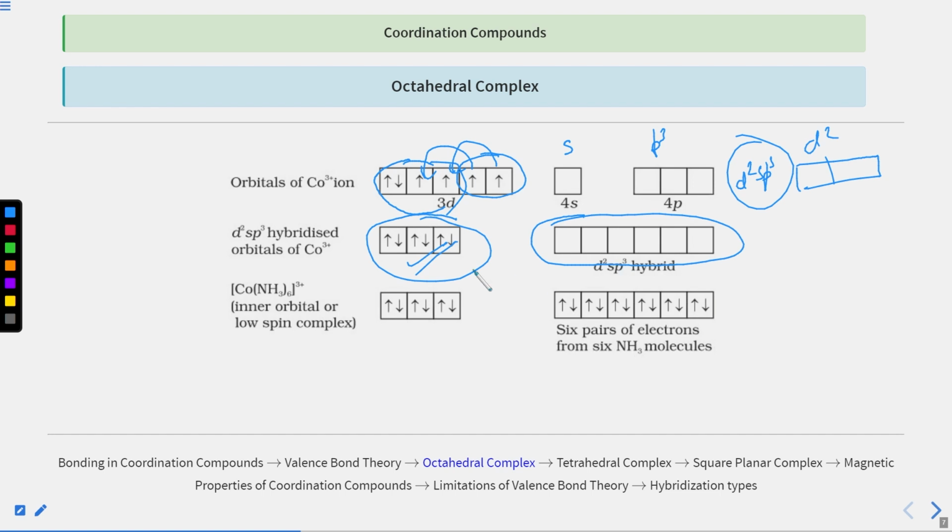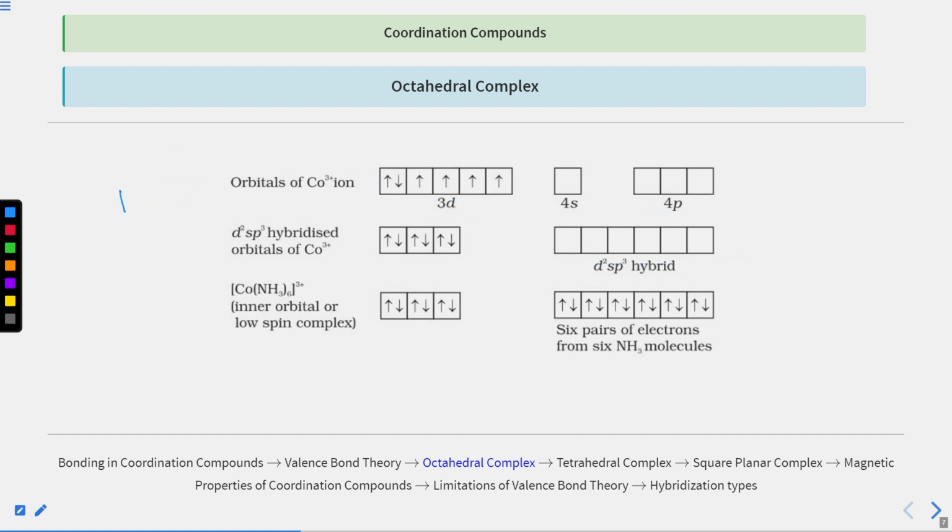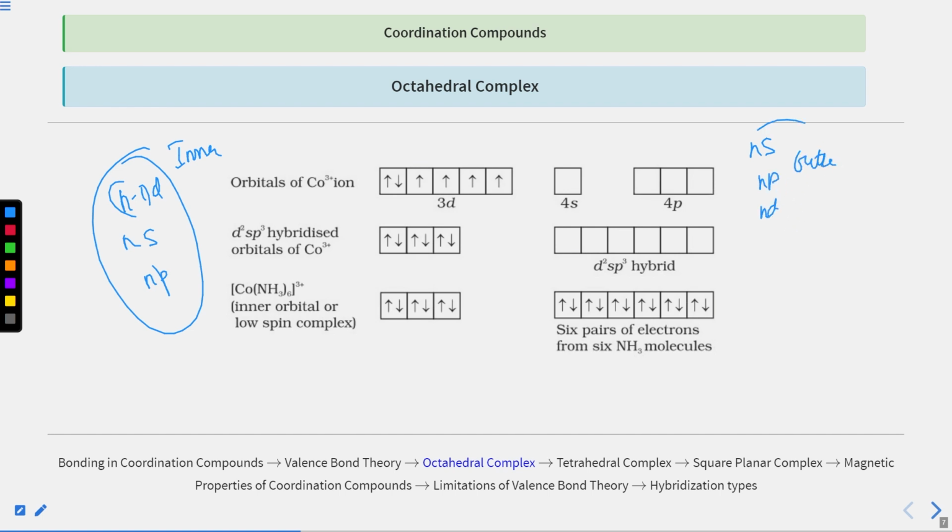If the (n-1) d orbital, ns orbital and np orbital, these 3 types of orbitals, are involved in hybridization, then it is called inner. But if ns, np and nd are involved, then it is called outer. So this is the difference between inner and outer orbital complexes. Again, I am telling you that this inner and outer orbital complex will depend upon the ligand and somewhat upon our metal ion. Clear?